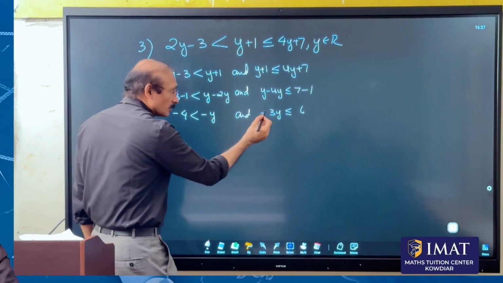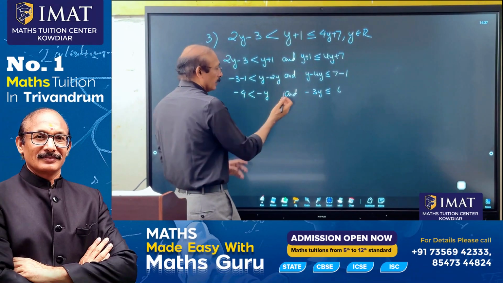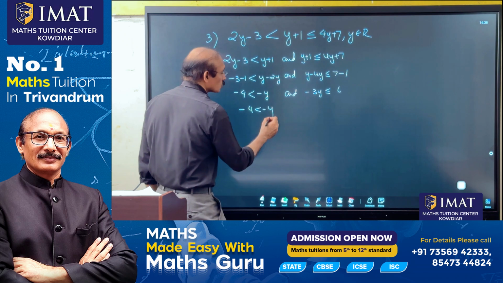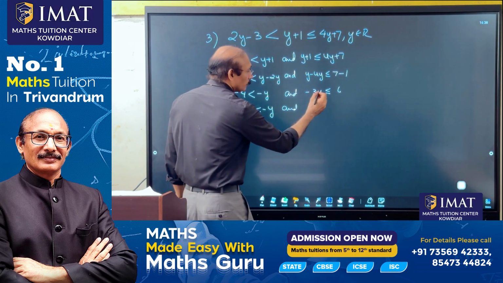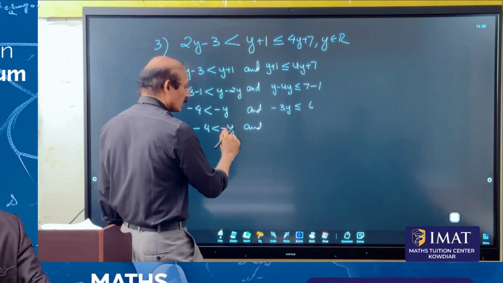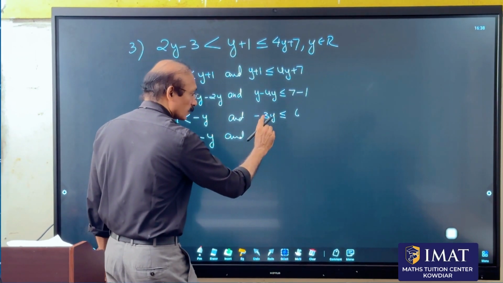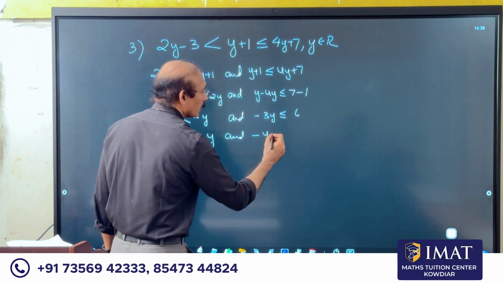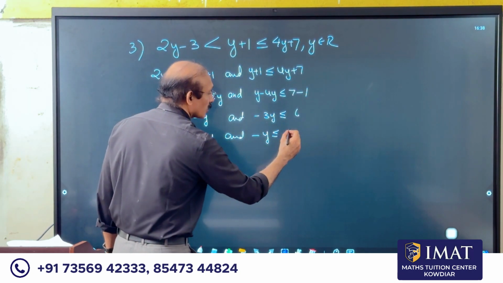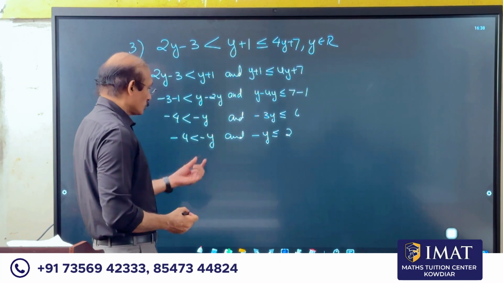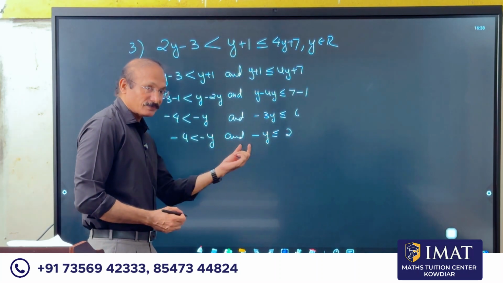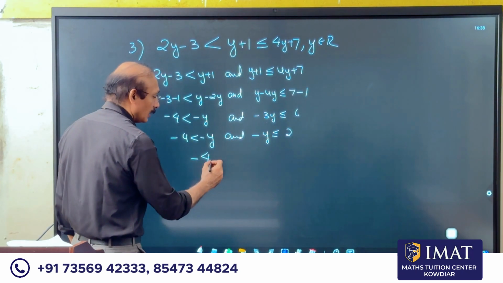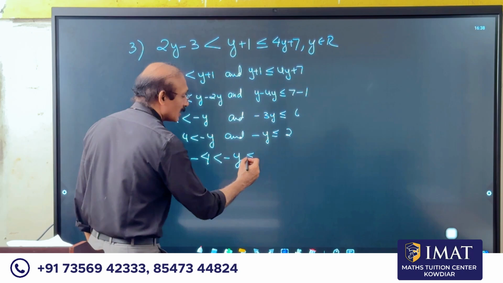See, you need to make this same so that you can combine. Let me just remove 3 from this. So minus 4 less than minus y, and I'll divide both sides by plus 3 because here it is minus y. So I'll just keep it as minus y. So I'm dividing by plus 3. So plus 3 means this is minus y less than or equal to 6 by 3 is 2. So these two terms have become the same. So what you can do now is combine the two. So this is minus 4 less than minus y less than or equal to 2.